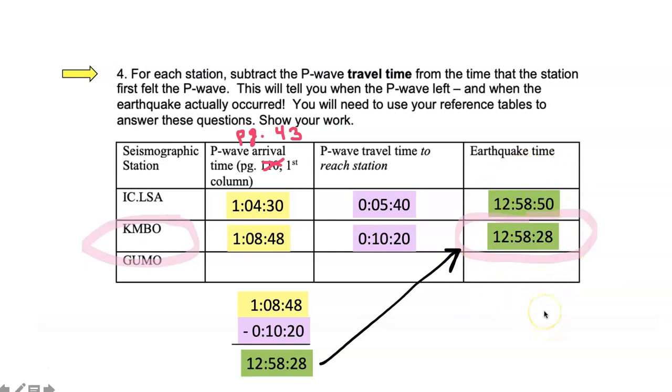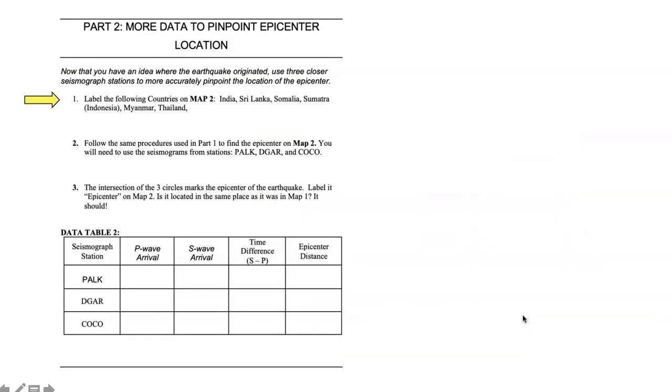The earthquake happened at one moment, so we want all three of these answers to be very similar to each other. So you're going to be doing the Guam one on your own. Hopefully you'll get a number that's pretty close to one of these. All right, now that's the end of part 1. Unbelievable, right? But that was the main bulk of the lab. So let's move on to part 2.